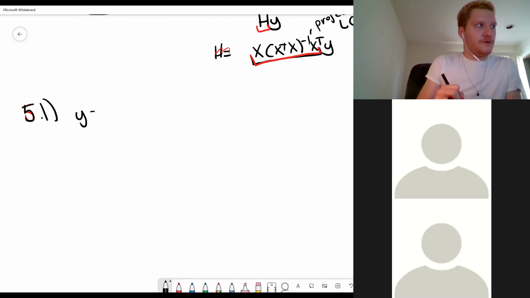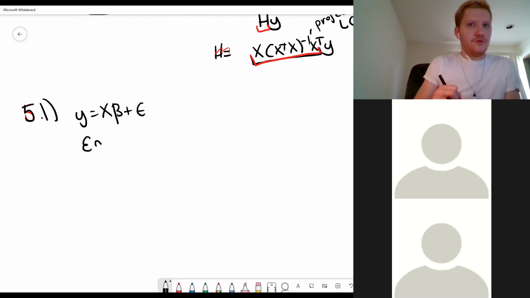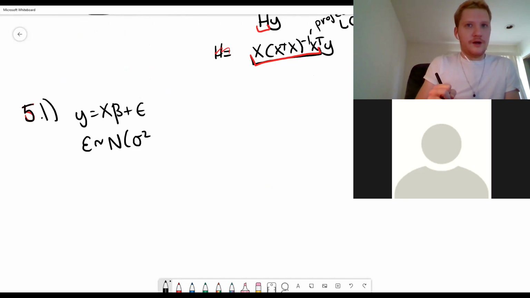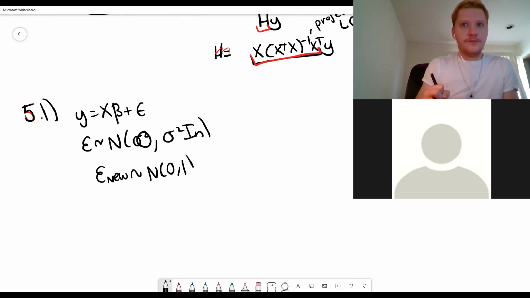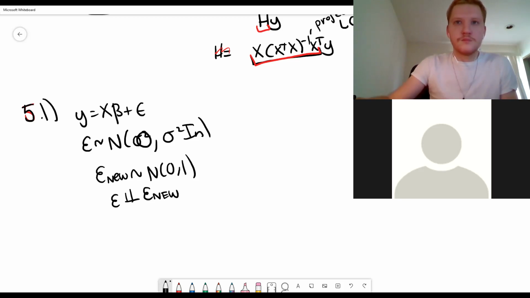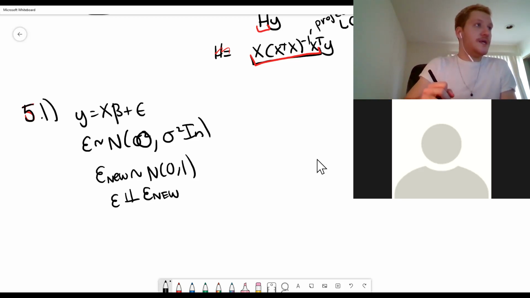Okay, we have y is equal to x beta plus epsilon, just our standard setup. We're assuming epsilon as usual is distributed as normal, 0, sigma squared I n. And then epsilon nu is distributed as normal 0, 1. We're also assuming that epsilon is independent of epsilon nu. So z in R^d is a constant vector, or a deterministic vector.